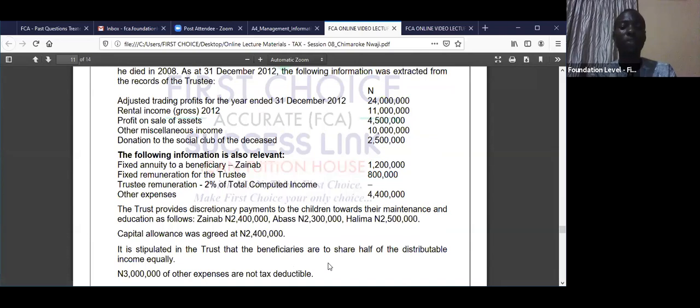Now, you look at what is the basis for share. They now said something, 3 million of other expenses are not taxable. So that means other expenses, 3 million out of it is not taxable. So we have to deduct it so that you do not charge it. 3 million are not taxable. So which one is going to be taxed? The balance is taxable.